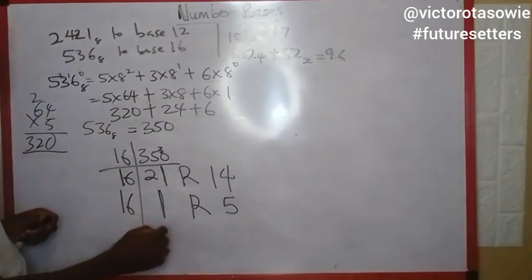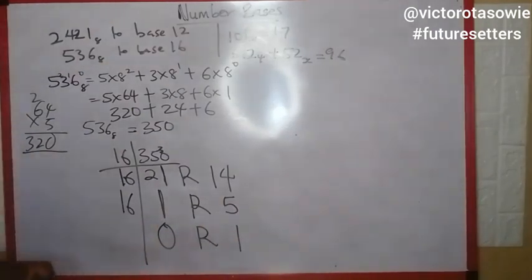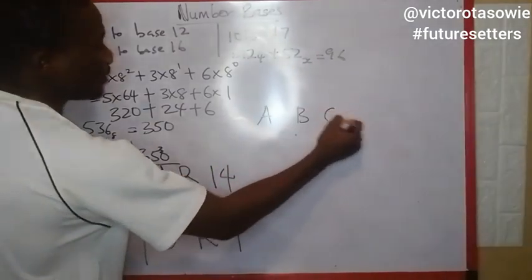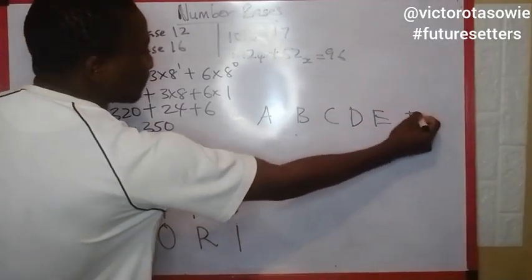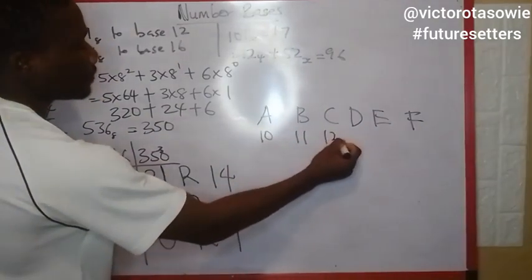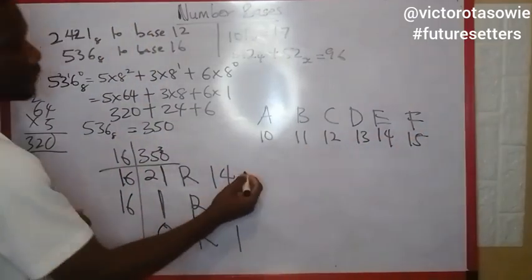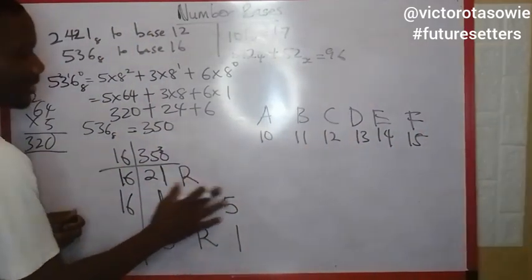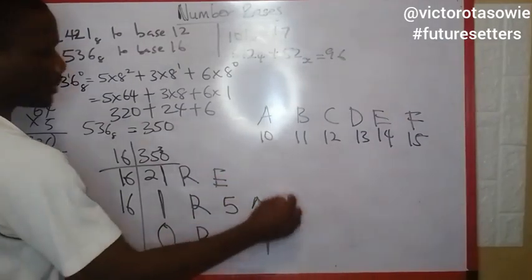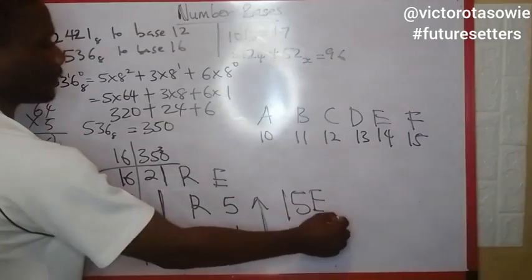Then the next part, 16 into 1 is 0, remainder 1. As a good student, you remember when we started binary, we said A, B, C, D, E, F, where A represents 10, B represents 11, C represents 12, D represents 13, E 14, and F 15. So what was 14 here? E. 14 is E. So you write E, and you take it like this, which is 15E base 16.